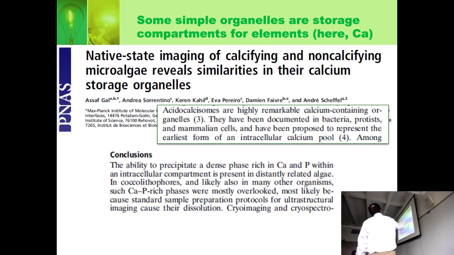These kinds of organelles are called acidocalcisomes, and they're calcium containing. They've basically been seen even in bacteria. And by the way, bacteria do have organelles. They just have simpler ones. But they've been proposed to represent an intracellular calcium pool. But remember, they're inside a membrane, or inside a membrane inside a membrane, right? They are not really in the cytoplasm itself. So the cell controls what's in the cytoplasm by putting it into the organelle.